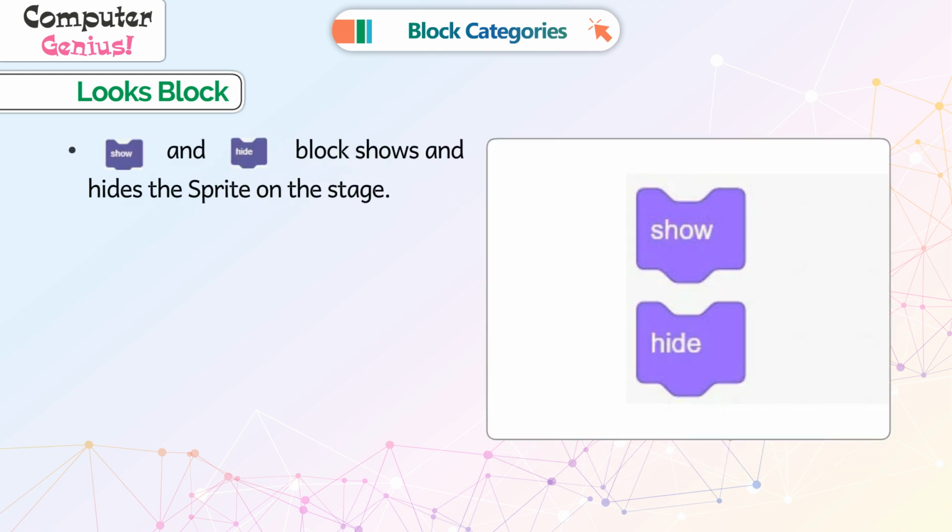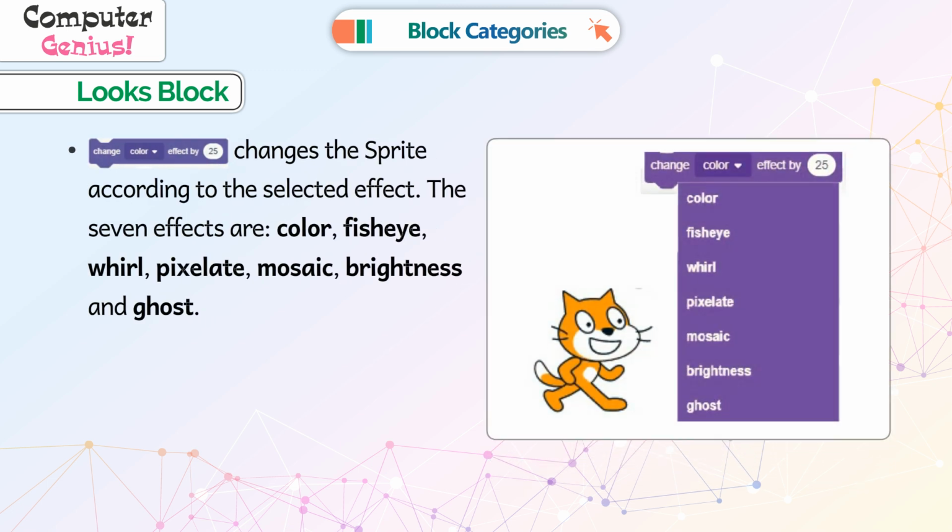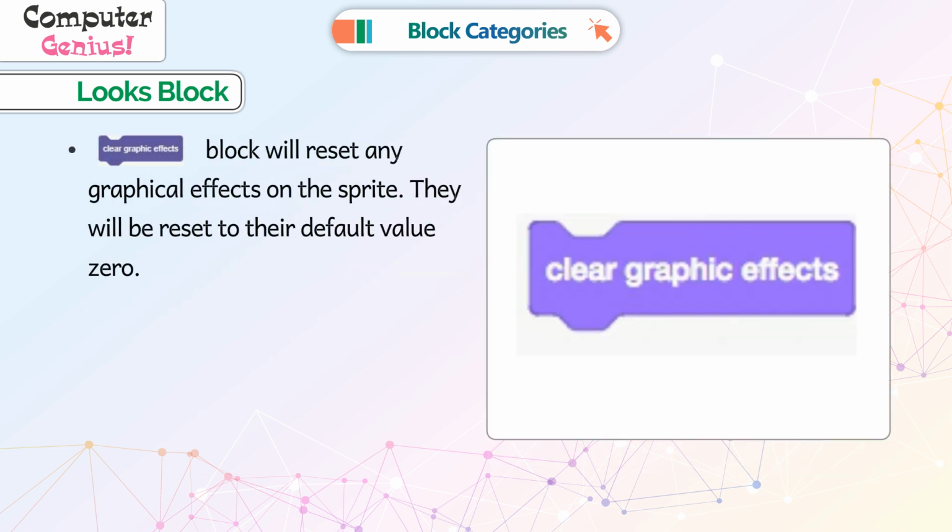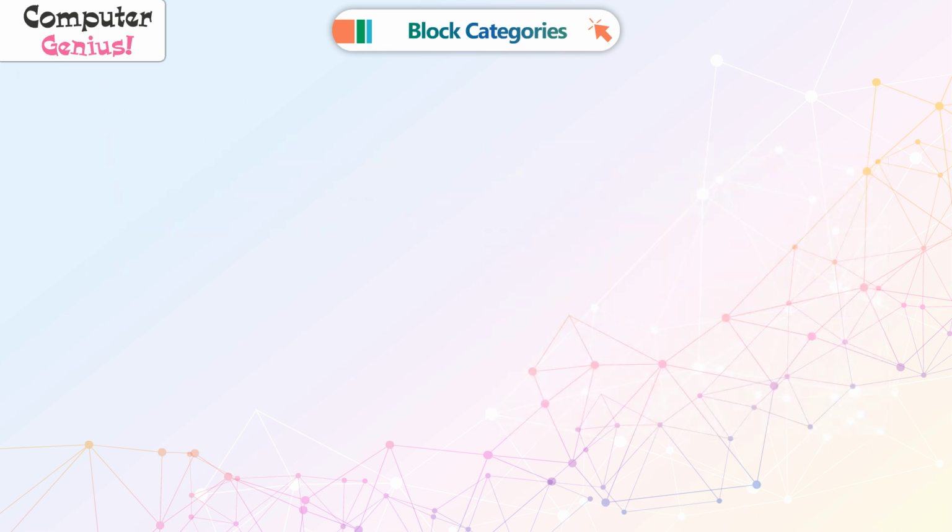Show and hide block shows and hides the sprite on the stage. Change color effect by 25 changes the sprite according to the selected effect. The 7 effects are color, fisheye, whirl, pixelate, mosaic, brightness, and ghost. Clear graphic effects block will reset any graphical effects on the sprite. They will be reset to their default value 0.